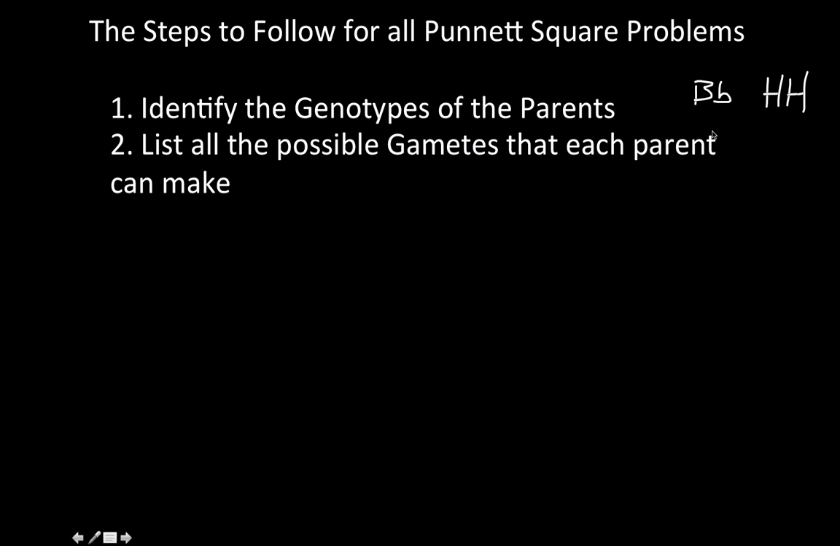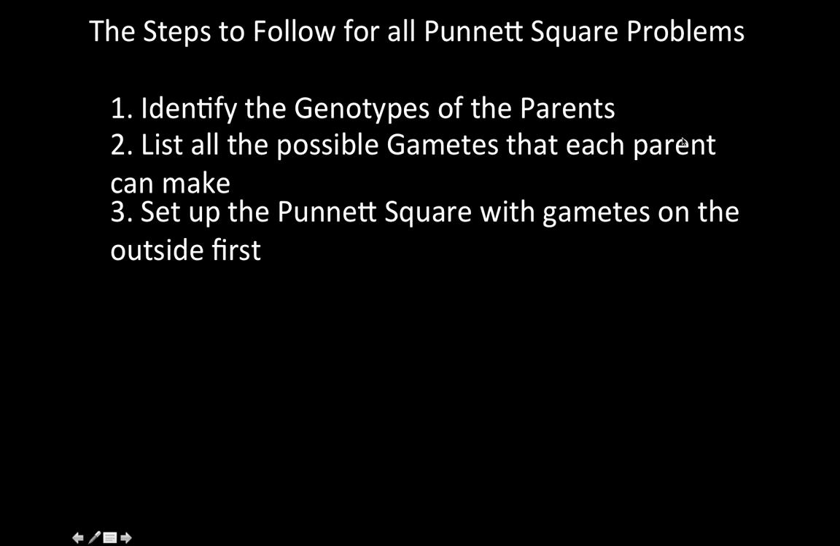The second step is to list all the possible gametes that each parent can make. So in this guy right here, we know that Mendel's law of segregation says that alleles for the same gene can't be in the same gamete. So we'd have a gamete with a big B allele in it and another gamete with a little b allele in it. The third step is to set up the Punnett square with the gametes on the outside first, and I'll show you an example of that in a moment.